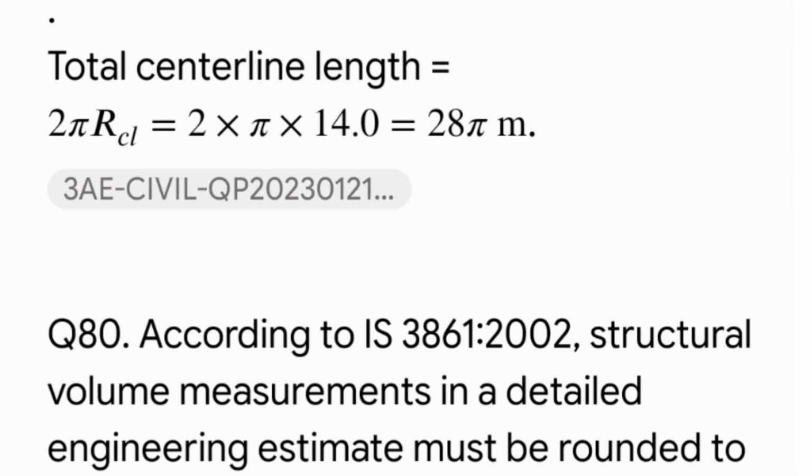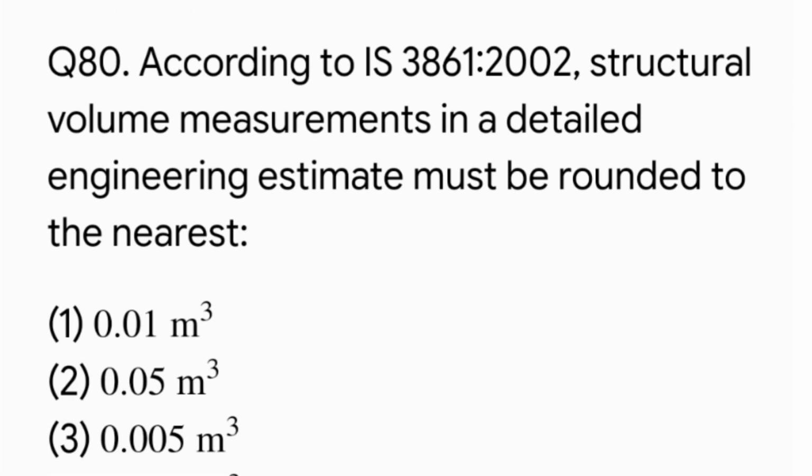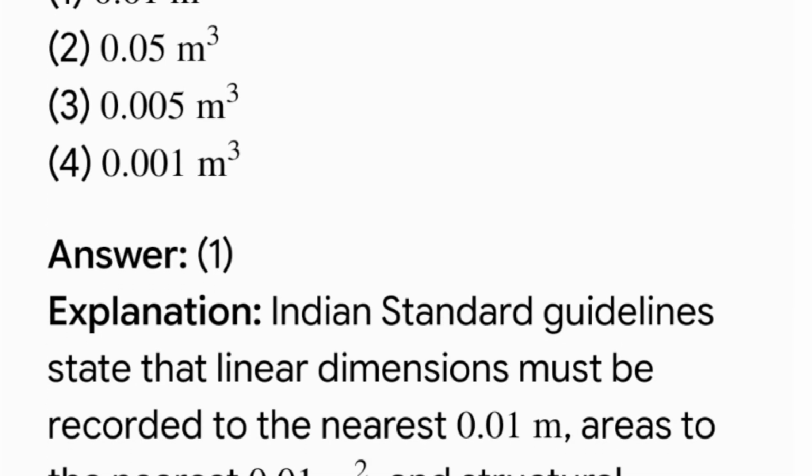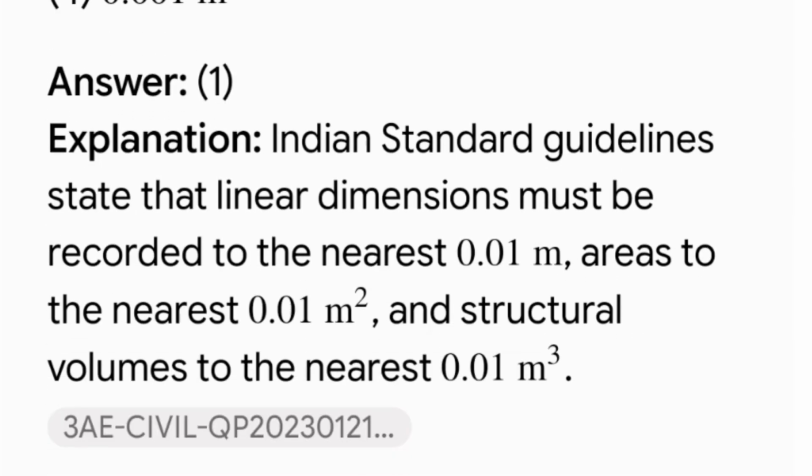Next question. According to IS 3861-2002, structural value measurements in a detailed engineering estimate must be rounded to the nearest. Correct answer: 0.01 meter. Next question.